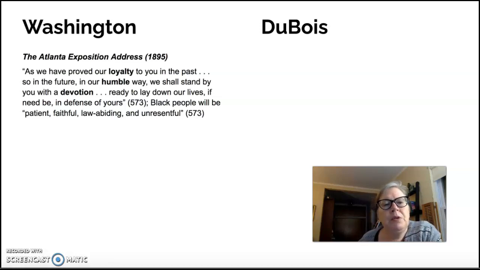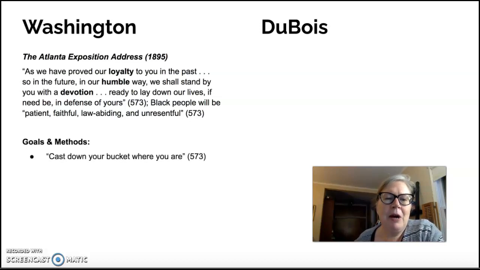So you can see some of the words that I've bolded. "As we've proved our loyalty to you in the past, so in the future, in our humble way, we shall stand by you with a devotion, ready to lay down our lives if need be in defense of yours." Black people will be patient, faithful, law-abiding, and unresentful. So he's making white people some pretty big promises about how he thinks formerly enslaved people will feel, that they'll be loyal and devoted and humble.